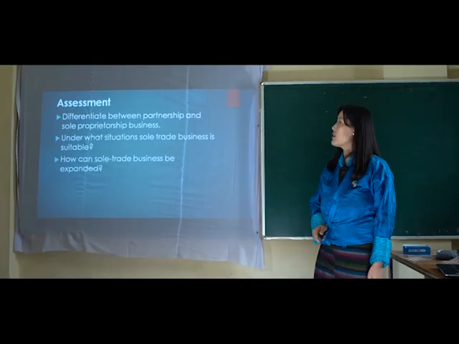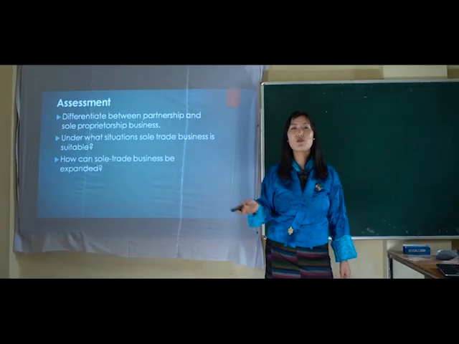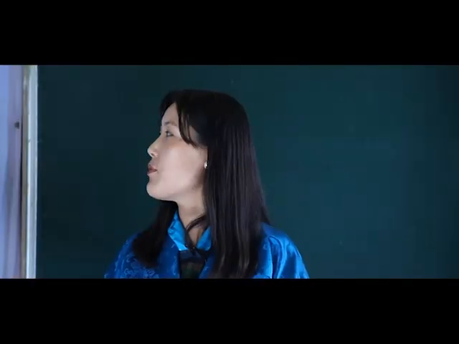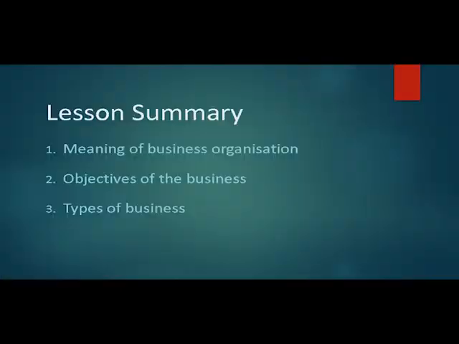Okay, now students, I have some work for you all to explore yourself. Before I give you this question, let us quickly recollect whatever we have learned today. Firstly, we learned the meaning of business organization. Then I gave you the objectives, isn't it? Objectives of business are grouped under two: economic objectives, and social and national objectives. Then after that, I took you through the types of business. First one is sole trader, then partnership.